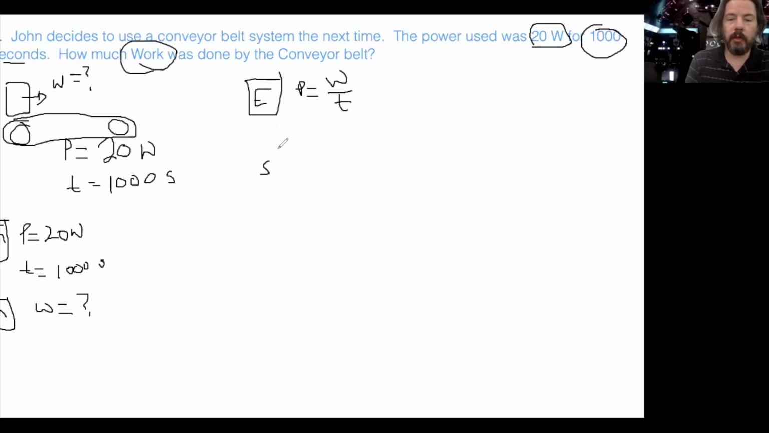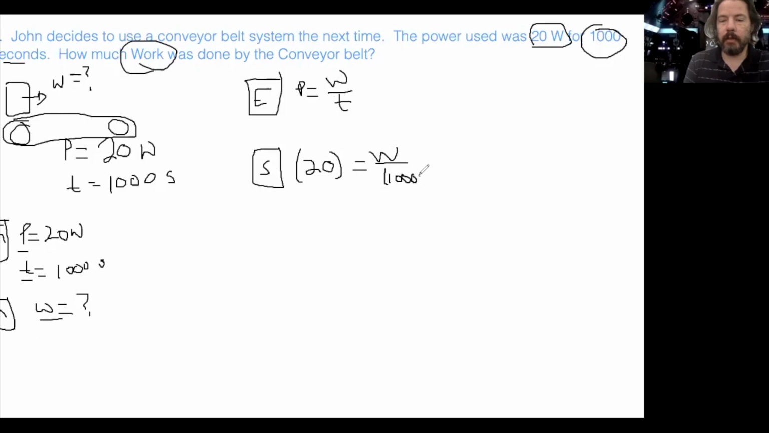Now I'm going to substitute. Be careful when you substitute. Make sure you're following what the variables over here say in your table. So power is 20 watts, so I'm going to substitute that for that. Equals, do I know my work? I do not know the work, so I'm going to write the variable. Do I know the time? I do, yes, I do know the time, so I'm going to plug in that number, 1,000 seconds. Okay, you can write the units or not, it's up to you.